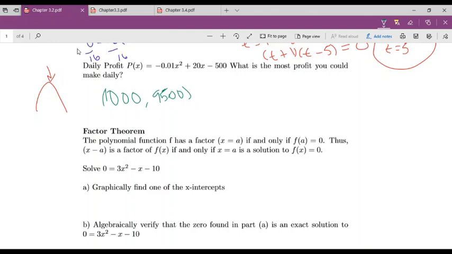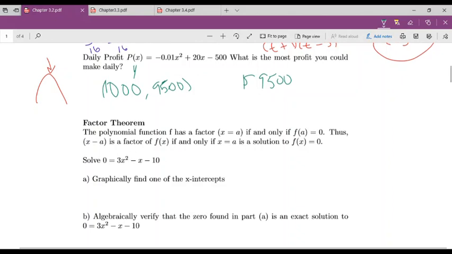Alright, so we're back over here at the notes. Most profit you can make daily. P of X is your daily profit, so that's essentially your Y. The Y value is actually the most profit you can make in a day. So the answer for this one will be $9,500. Easy enough.